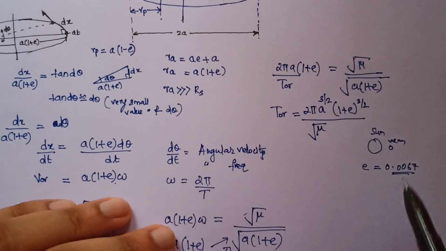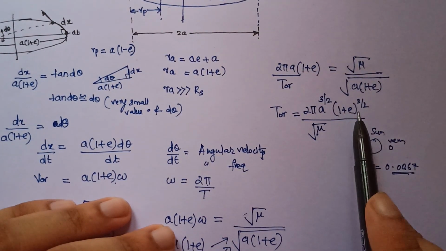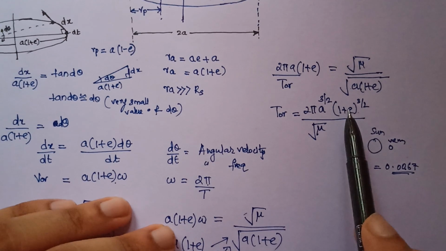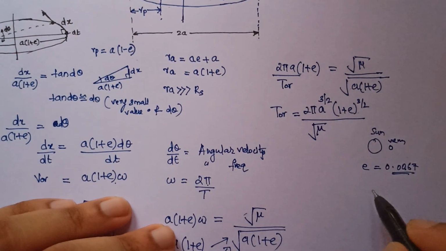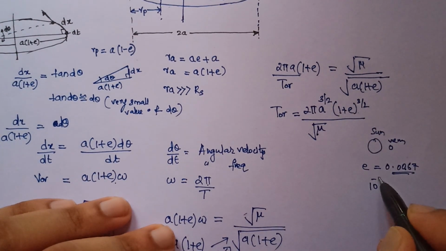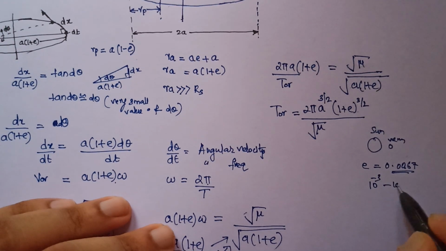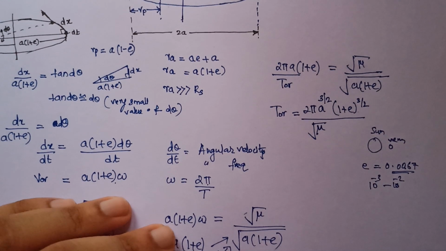Now, if you substitute here, you're going to get a very low value, so this term will vanish. Similarly, for other planets, your e value lies from maybe 10 power minus 3 to 10 power minus 2. It depends upon the planetary profiles, for all the elliptical profiles.